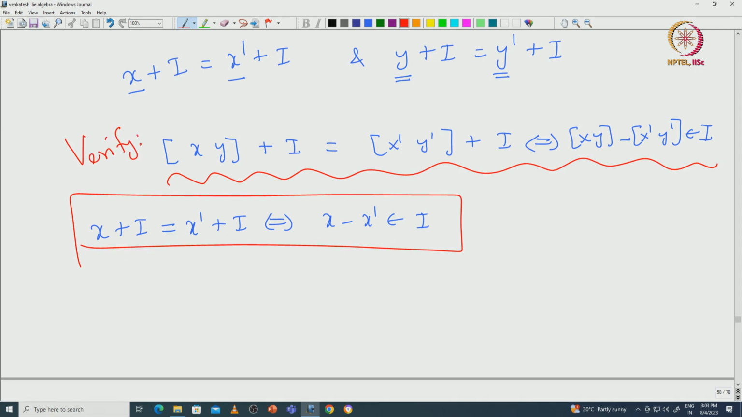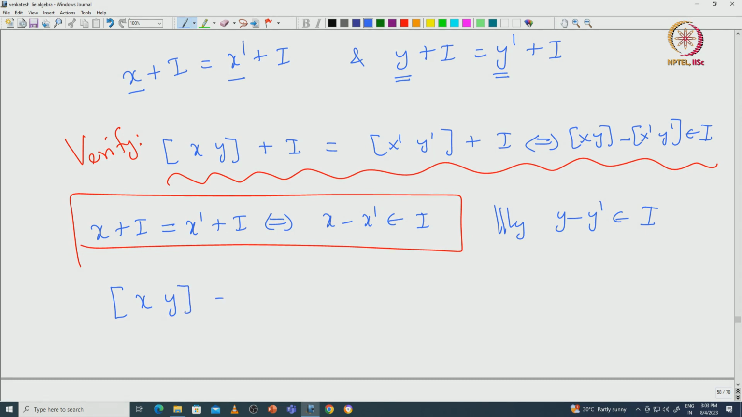Let us verify this, and if we do, then this gives you a well defined Lie product. So let us do the calculation. We already know that x minus x' is in I. Similarly, y minus y' is in I. Now what we need to prove is that the bracket [x, y] minus [x', y'] is in I. Let us do this computation.